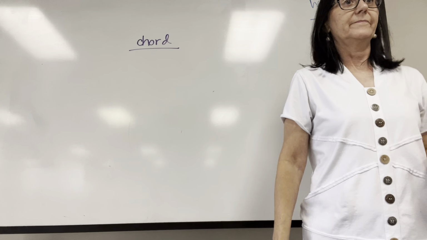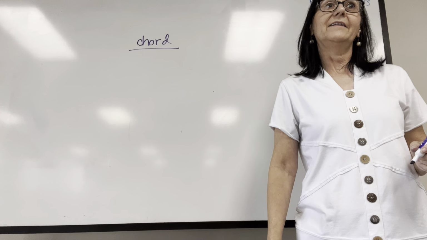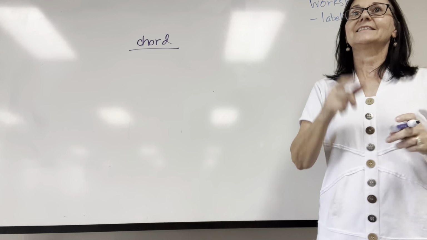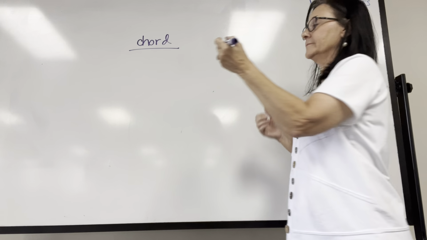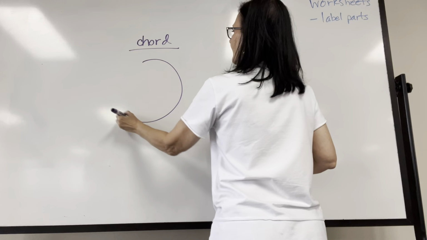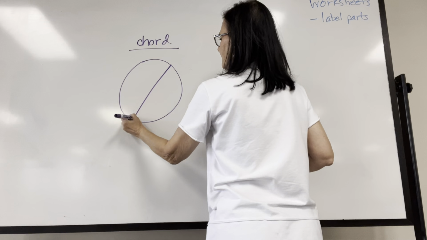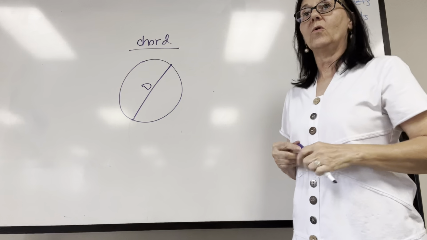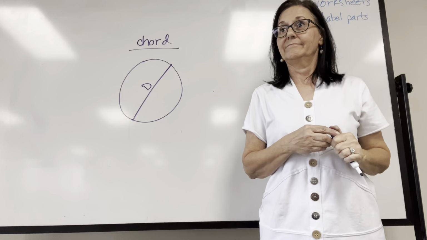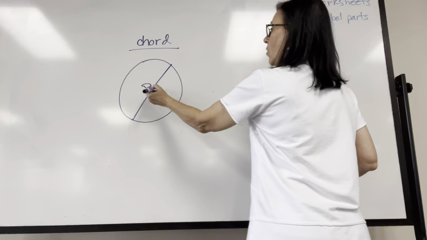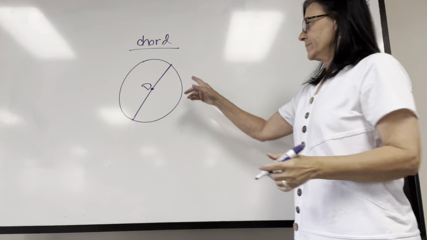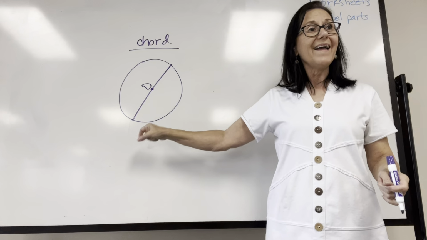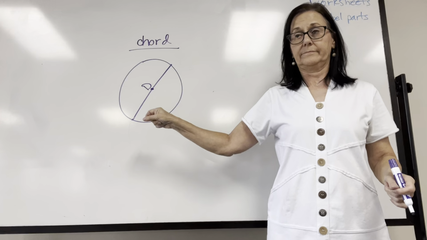Chords. What is a chord? A chord is a line segment that connects 2 points of the circle. Correct. Does a radius count? I mean, does a diameter count as a chord? The diameter is the longest chord in any circle. So a chord is a segment inside a circle whose endpoints actually lie on the circle.